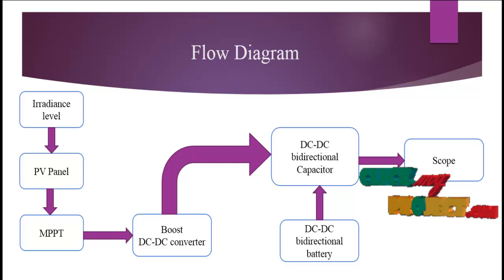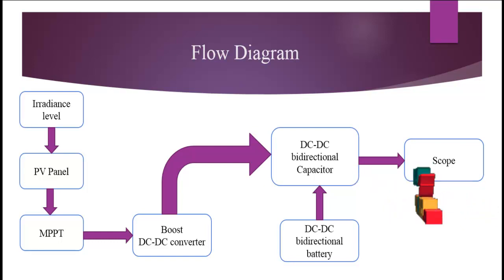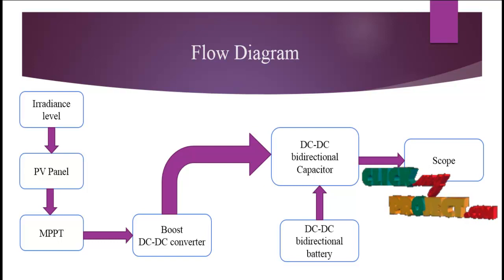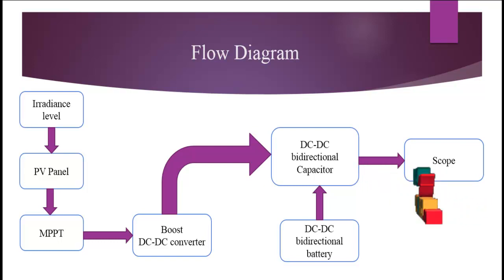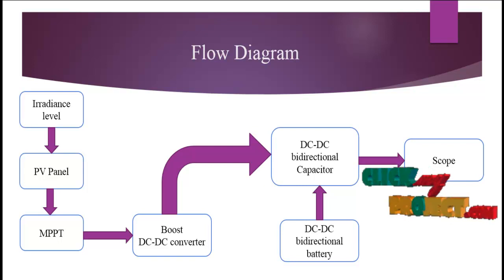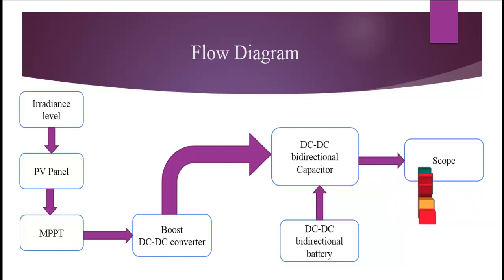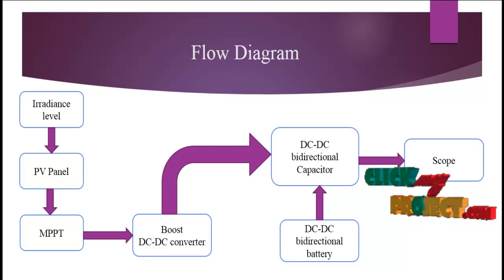The scope output shows VDC, the voltage of the DC link, then the voltage of the PV panel and current of the PV panel, load, and the supercapacitor voltage, current and load. This is the voltage of the battery, current of the battery, the state of charge, and then the load.